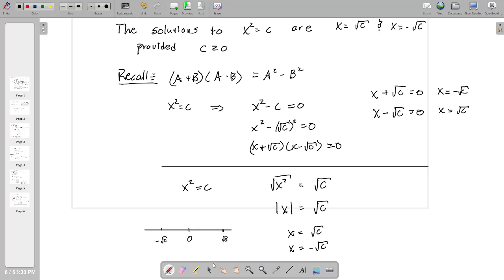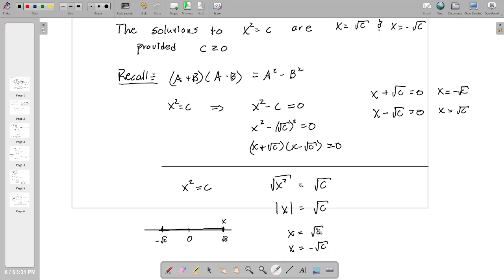The one on the right is positive square root c, and the one on the left is negative square root c. Well, we know that the absolute value of x has this distance. So we know that x is either going to be here, or x is going to be here. Either way, it has a distance of square root of c from 0.